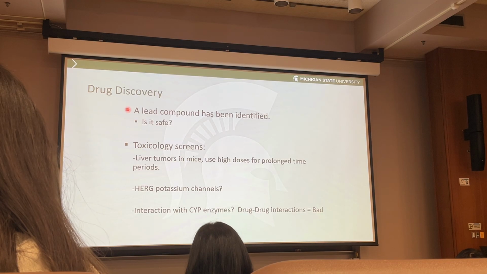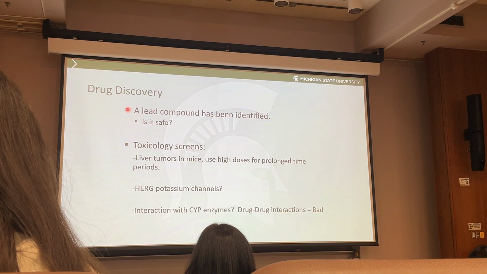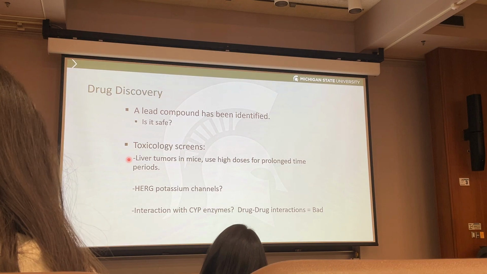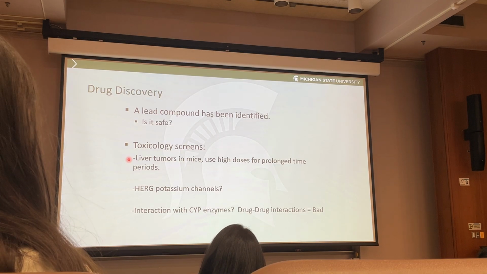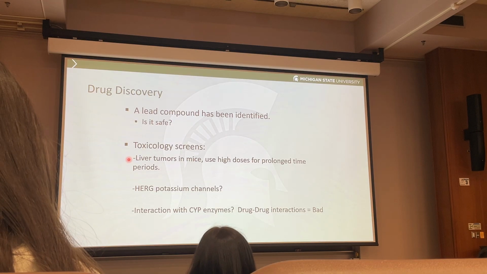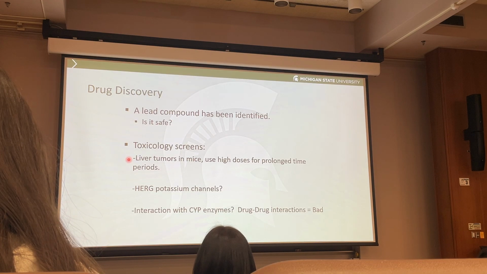You can develop a molecule that can cure cancer all day long, but if it destroys your liver, you can't give it to anybody. And these are some of the early tox screens that you'll do. One of the most quick and dirty ways is just to dump a bunch of the drug into mice and see how long they can take it, how long they can process it. Do they get tumors in their liver?